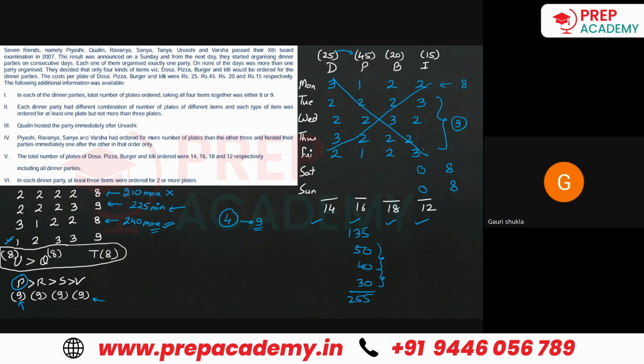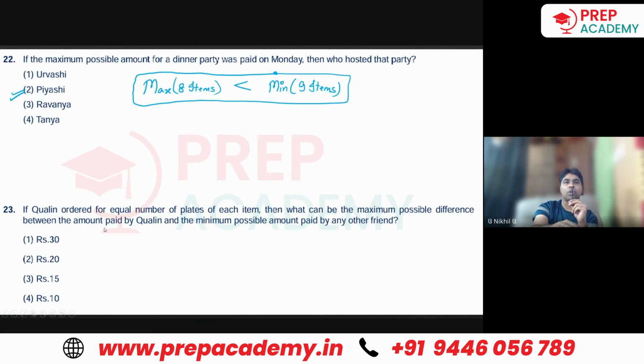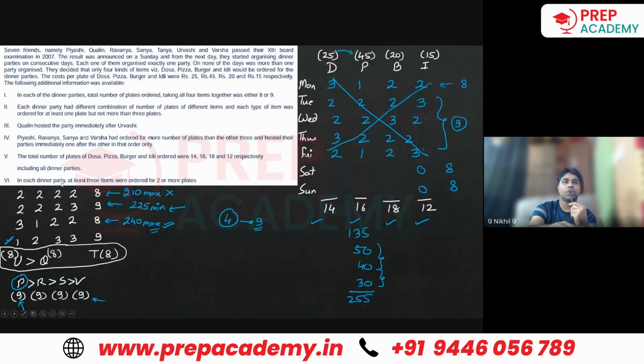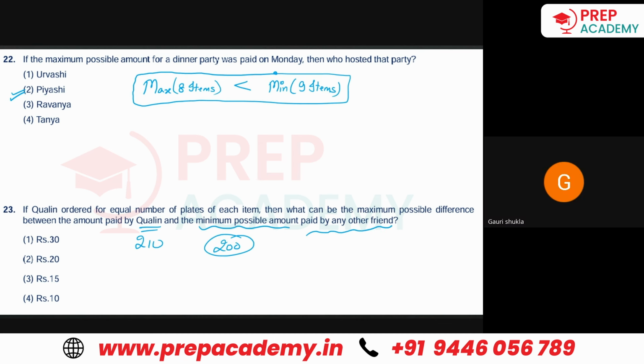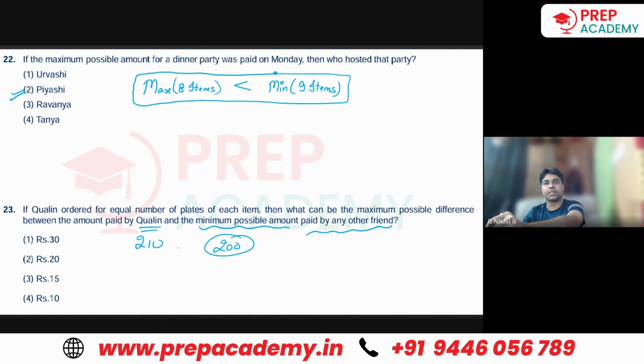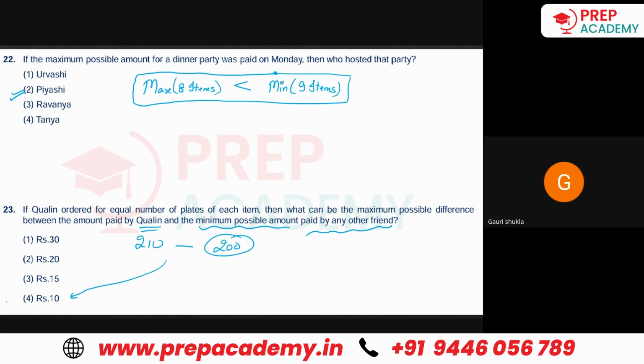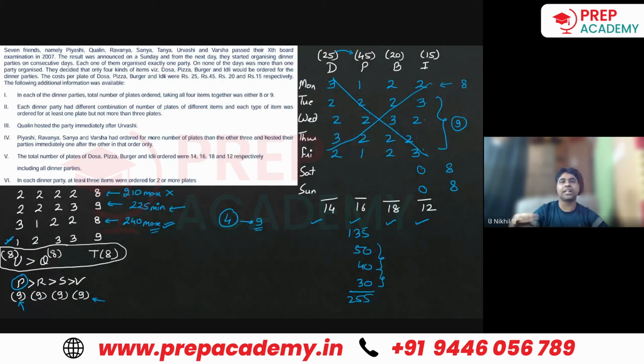Yes, sir. Perfect. If Colleen ordered equal number of plates of each item, the possibility would be 2, 2, 2, 2. Then what can be the maximum possible difference between the amount paid by Colleen? What is the amount paid by Colleen? 210, right? So Colleen paid 210 rupees. And the minimum possible amount paid by any other friend, remember that was 200. So what is the difference going to be? 10. Yes.